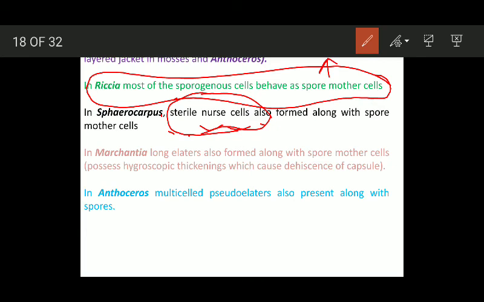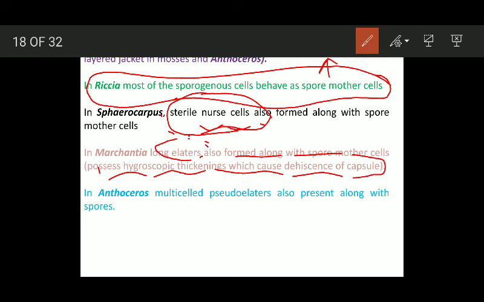In Marchantia, along with spore mother cells, there are some other cells which are known as elaters. Okay, and these elaters are diploid. Remember, in the capsule of Marchantia, there are two types of cells: spore mother cells and elater mother cells. While spore mother cells undergo meiosis and result in the formation of spores, the elater mother cells are diploid. Okay, they develop hygroscopic thickenings, and the main function of these elaters is to help in dehiscence of the capsule and the dispersal of the spores. Yaad rakhna, this is very much important.